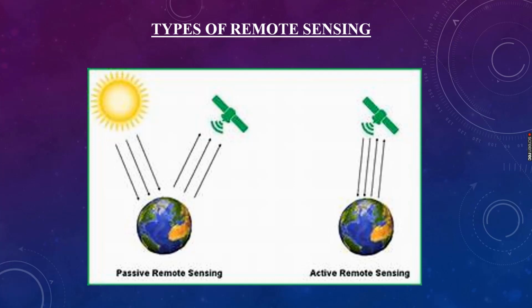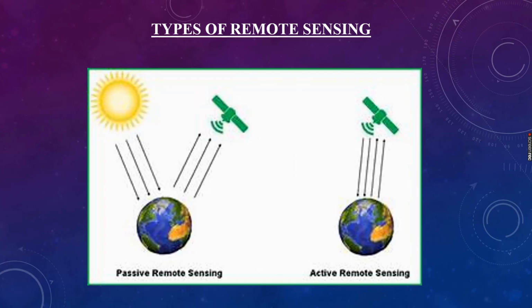Hello everyone. In the last session, we studied the concept of remote sensing, what the meaning of remote sensing is, and the different definitions given by different scholars for the term remote sensing, and also about the history of remote sensing, that is, how the concept of remote sensing has evolved over the years. So in today's session, we are going to study the types of remote sensing as well as the advantages and disadvantages of remote sensing. So let's start with the types of remote sensing.